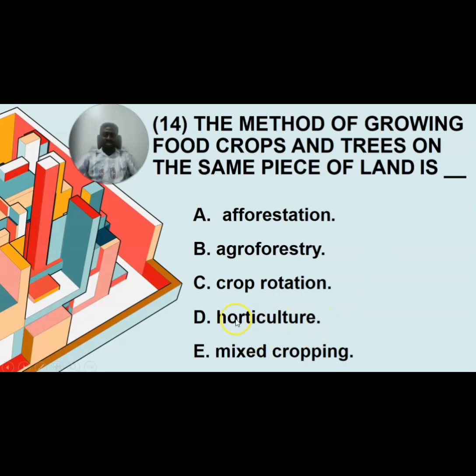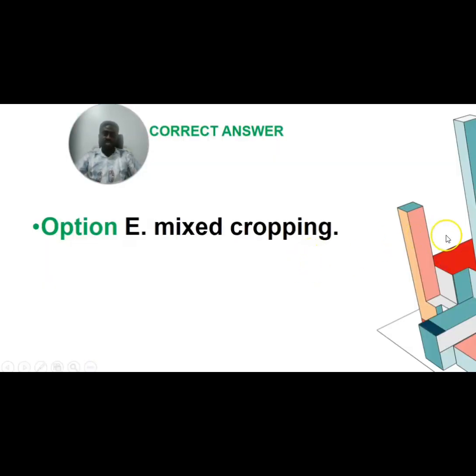Horticulture is not the answer, because horticulture has to do with the production of leafy crops or vegetables and all that, including flowers and gardening. But mixed cropping is actually the answer for the method of growing food crops and trees on the same piece of land. So you call it mixed cropping. All right, it's there already.